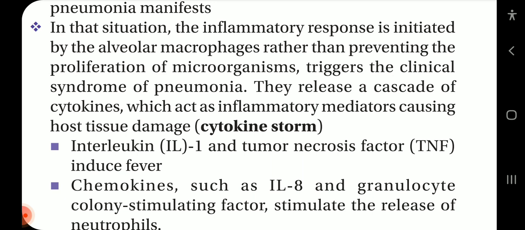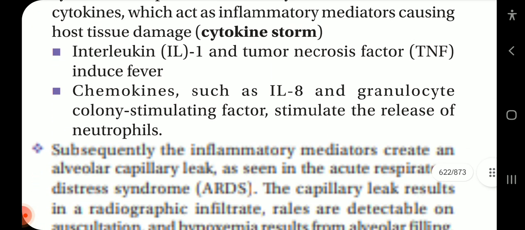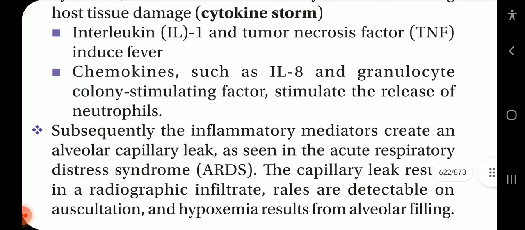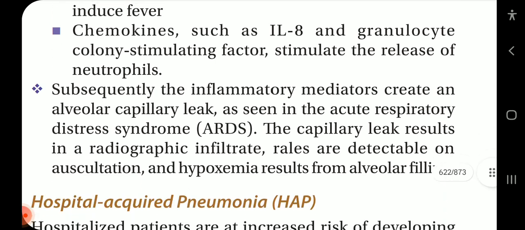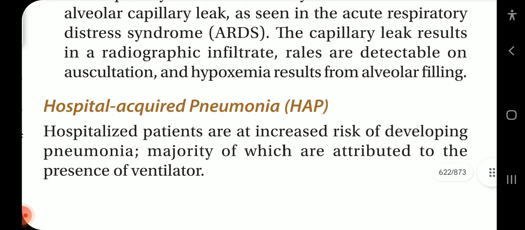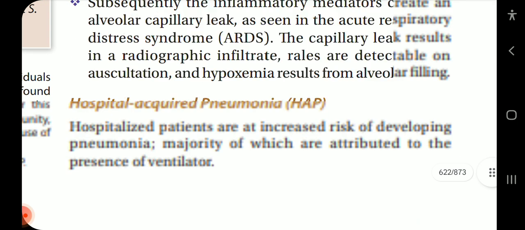They release a cascade of cytokines which act as inflammatory mediators causing host tissue damage, the cytokine storm. Interleukin 1 and tumor necrosis factor induce fever. Chemokines such as IL-8 and granulocyte colony stimulating factor stimulate the release of neutrophils. Subsequently, the inflammatory mediators create an alveolar capillary leak, as seen in acute respiratory distress syndrome, ARDS. The capillary leak results in a radiographic infiltrate. Rales are detectable on auscultation and hypoxemia results from alveolar filling.